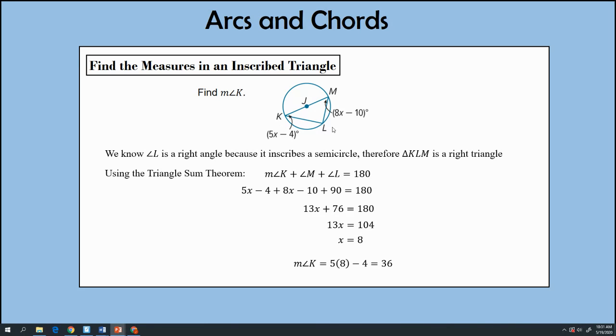Now, a great follow-up question to this would have been to ask you what arc measure ML is. Remember, an angle is half of the arc it intercepts. So if angle K here is 36 degrees, arc ML would be 72 degrees. So there's just other questions that can be mixed into these that can be beneficial. So just keep that one in mind.